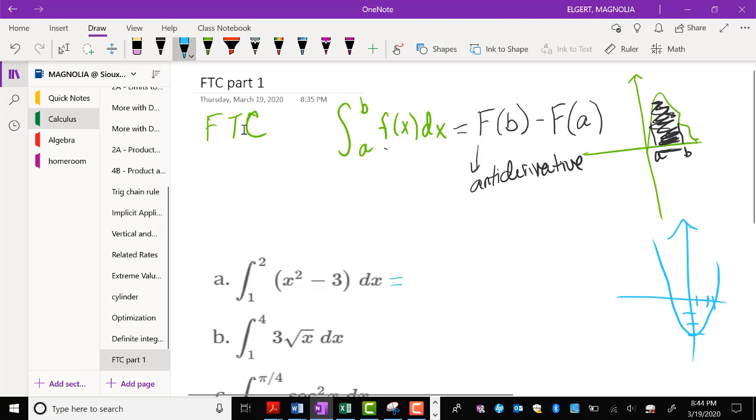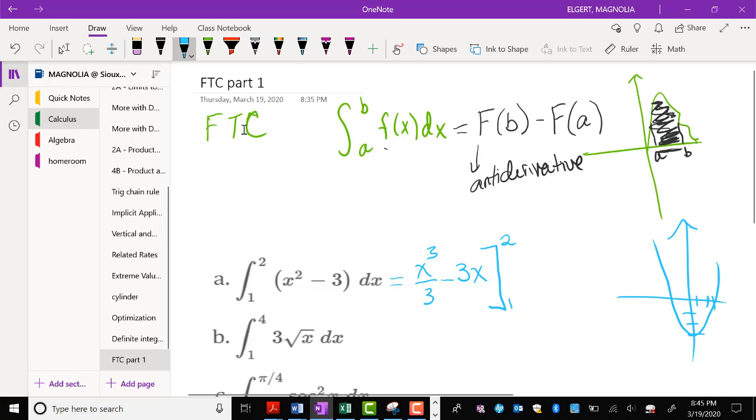It says we're going to take our antiderivative. So the antiderivative of x squared is x cubed over 3. The antiderivative of minus 3 is minus 3x. And then we're going to evaluate that. And so when we show that we're evaluating the antiderivative using the fundamental theorem, you can use a bracket. Some people just use a vertical line. I usually use a bracket. And we're evaluating from 1 to 2.